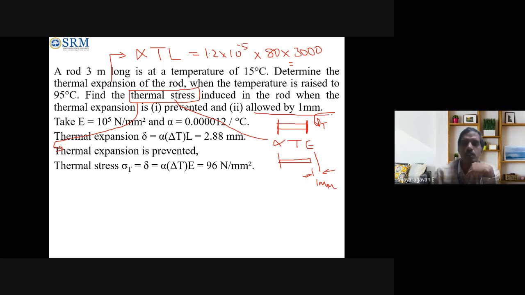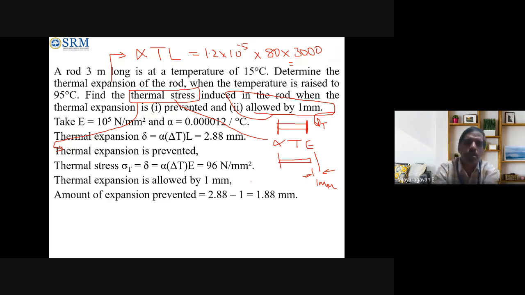The third part is when we allow it to expand by 1 mm. In that case, what happens to the thermal stress? Whether it is increased, reduced or remains constant, we have to see. So now let us see when it is allowed by 1 mm. When there is no support, it is going to expand by 2.8 mm. When there is support, it is not going to expand. Now we are going to permit 1 mm expansion, so the amount of expansion prevented is going to be 1.8 mm.